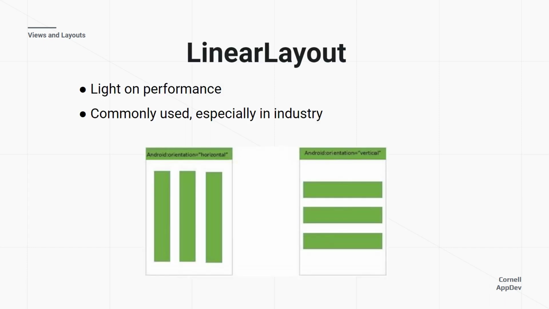So view groups. View groups are self-explanatory. They are groups of views. They hold other views inside them. You have the linear layout, which is really light on performance. It's one of the oldest layouts out there, super commonly used, especially in industry, because of how precise and generally easy to use they are. You put things in them, and they go 1, 2, 3, 4, whatever you need them to do, either horizontal or vertical. You set the spacing with the special attributes for linear layout that Leslie will be demoing, and from there, they just work.